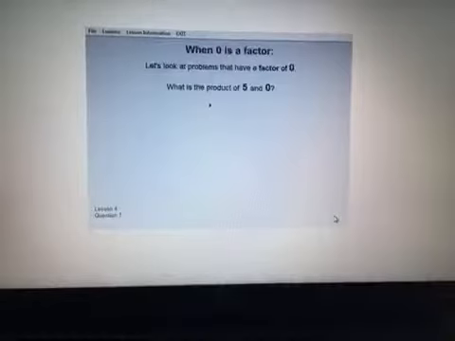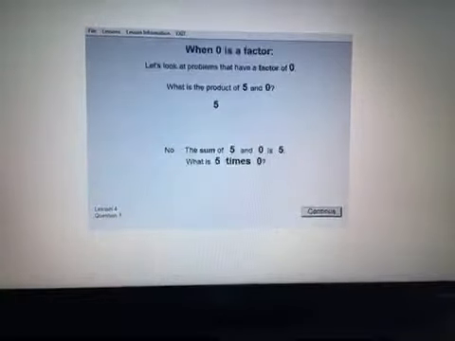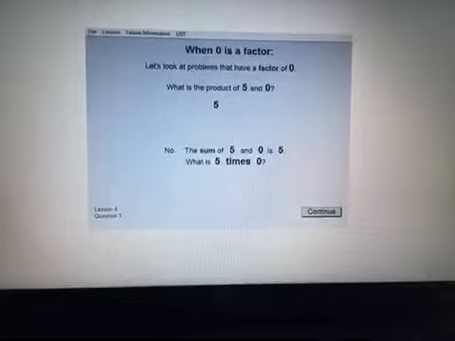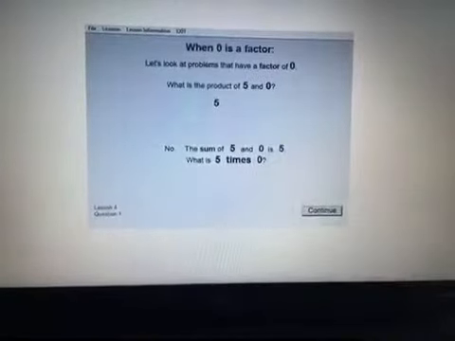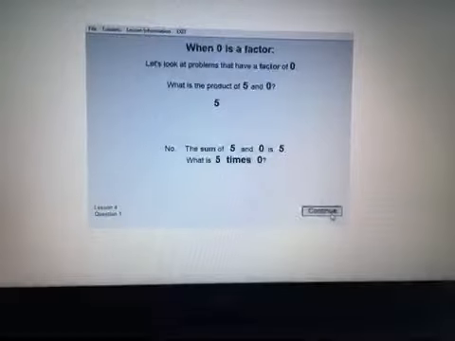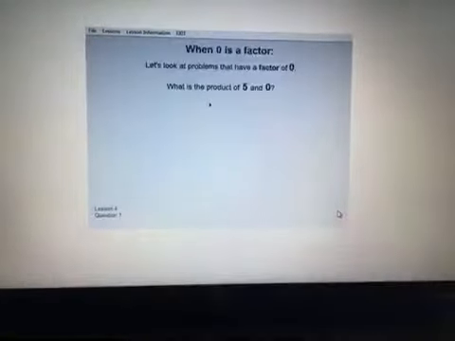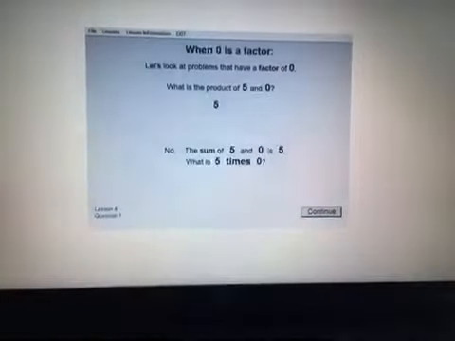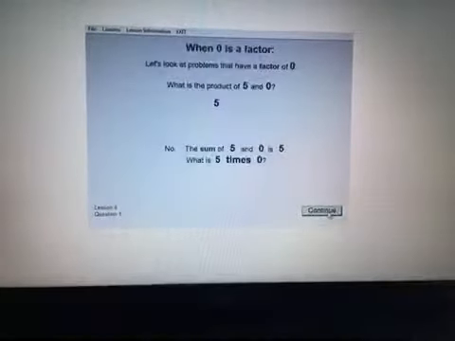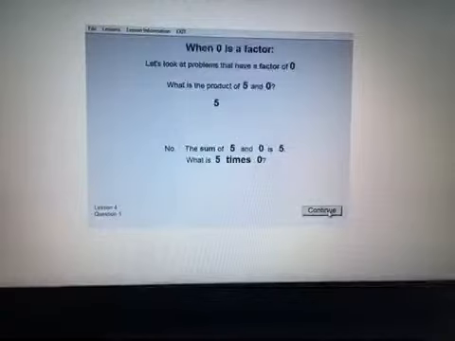We'll miss this one. It seems like a common mistake. Explaining that the sum is 5. What is 5 times 0? I'll miss it again. Same feedback. But this could be altered.